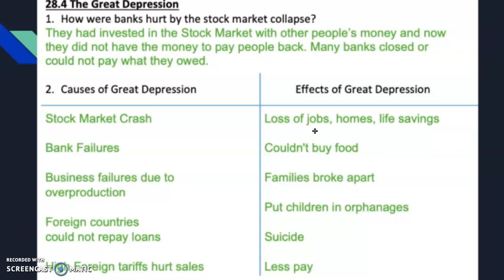Some people who felt responsible or desperate by what had happened committed suicide. And overall, a lot of people took less pay doing the same jobs they'd done before the Great Depression, but at least they got to keep their job and keep some money coming in, even if it was less.